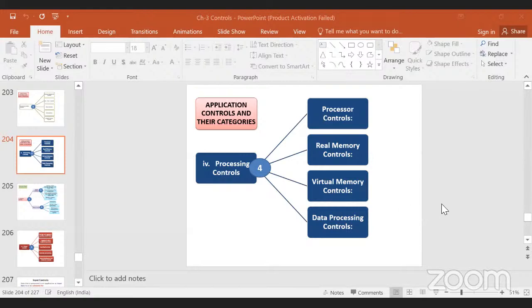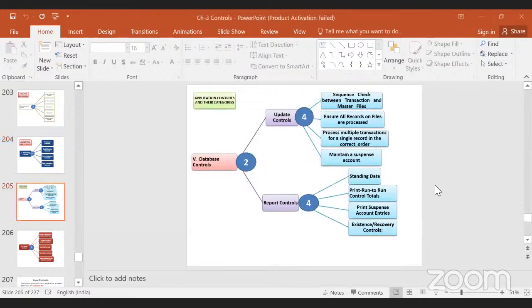During data processing, we should have control over it. There are various controls. One example is run to run control: 1 run, 2 run, 3 run. Like that, process 1, process 2, process 3. The process 1 data will be the input for the second process, and we should ensure that it is properly processed and transmitted.